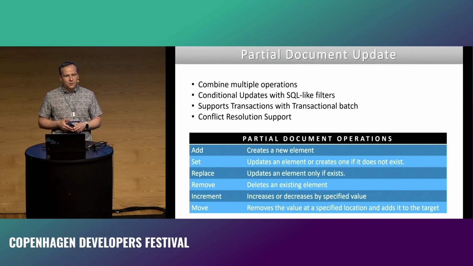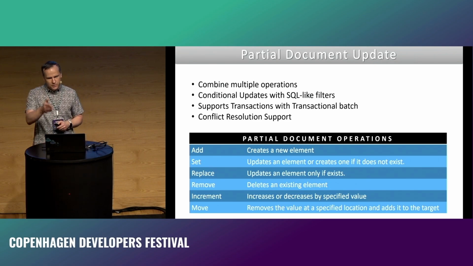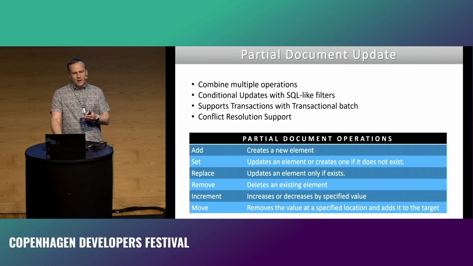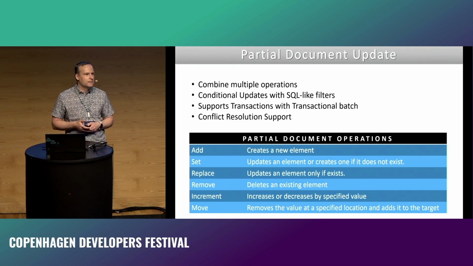And also, you can actually combine operations here. So it doesn't have to be only one property. You can have two or three. This one supports the transactional batch, so you can keep that with the transactional batch, and also conflict resolution support is there too. So those are the operations we have: add, set, replace, remove, increment, and move. We have the increment here, but if you pass a minus number, you can decrease a number easily. So if you have, for example, number of orders and you want to increase or decrease it, you can say 1 or -1, and you can do it easily like that.